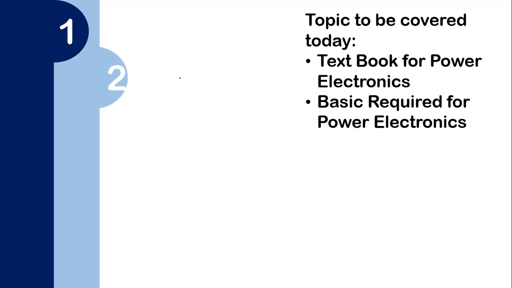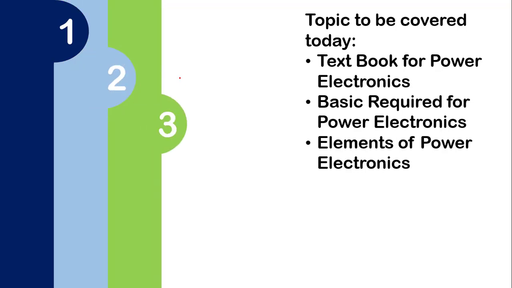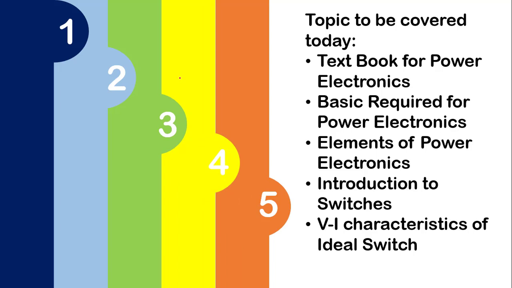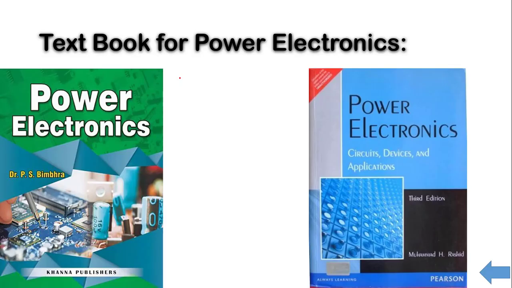In this lecture today we are going to cover first what is the textbook required for power electronics, what are the basics required for power electronics, what are the different elements of power electronics, and then we go to an introduction to switches, and at last we are going to see the VI characteristics of an ideal switch. So first let's see what textbook is required for power electronics.